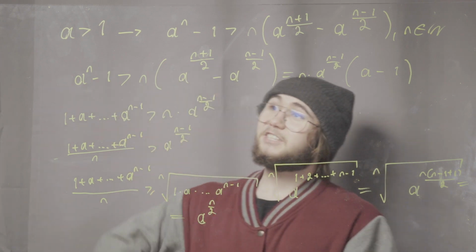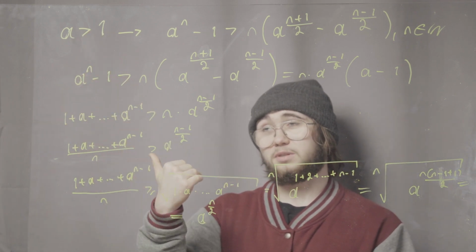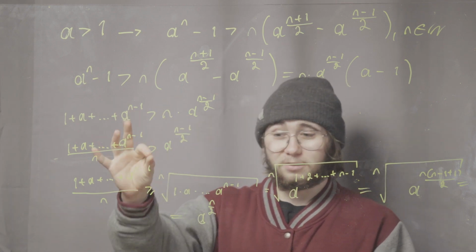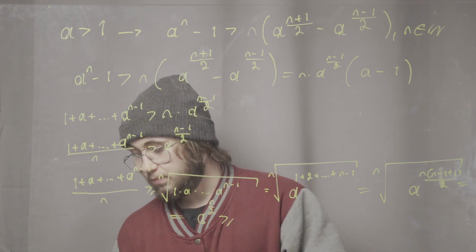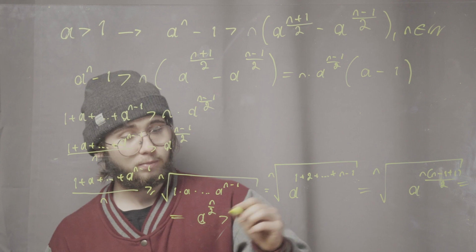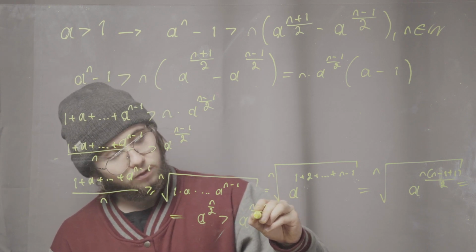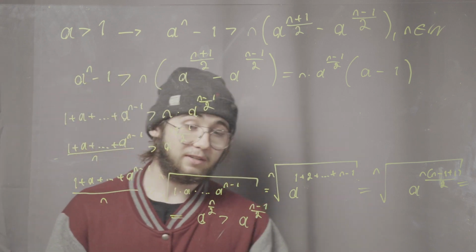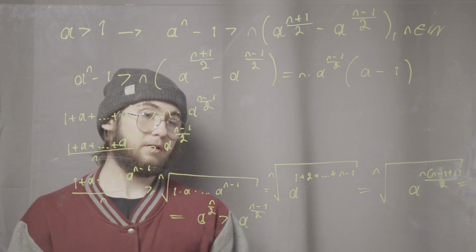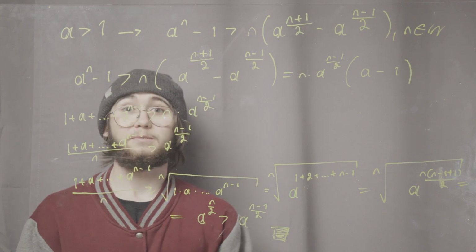But as a is greater than 1, well, if it could be less than 1, then unfortunately this wouldn't hold. But as a is greater than 1, a to the n over 2 power is strictly greater than a to the n minus 1 over 2, because n over 2 is more than n minus 1 over 2. Lovely. And thus, we've proven this statement.